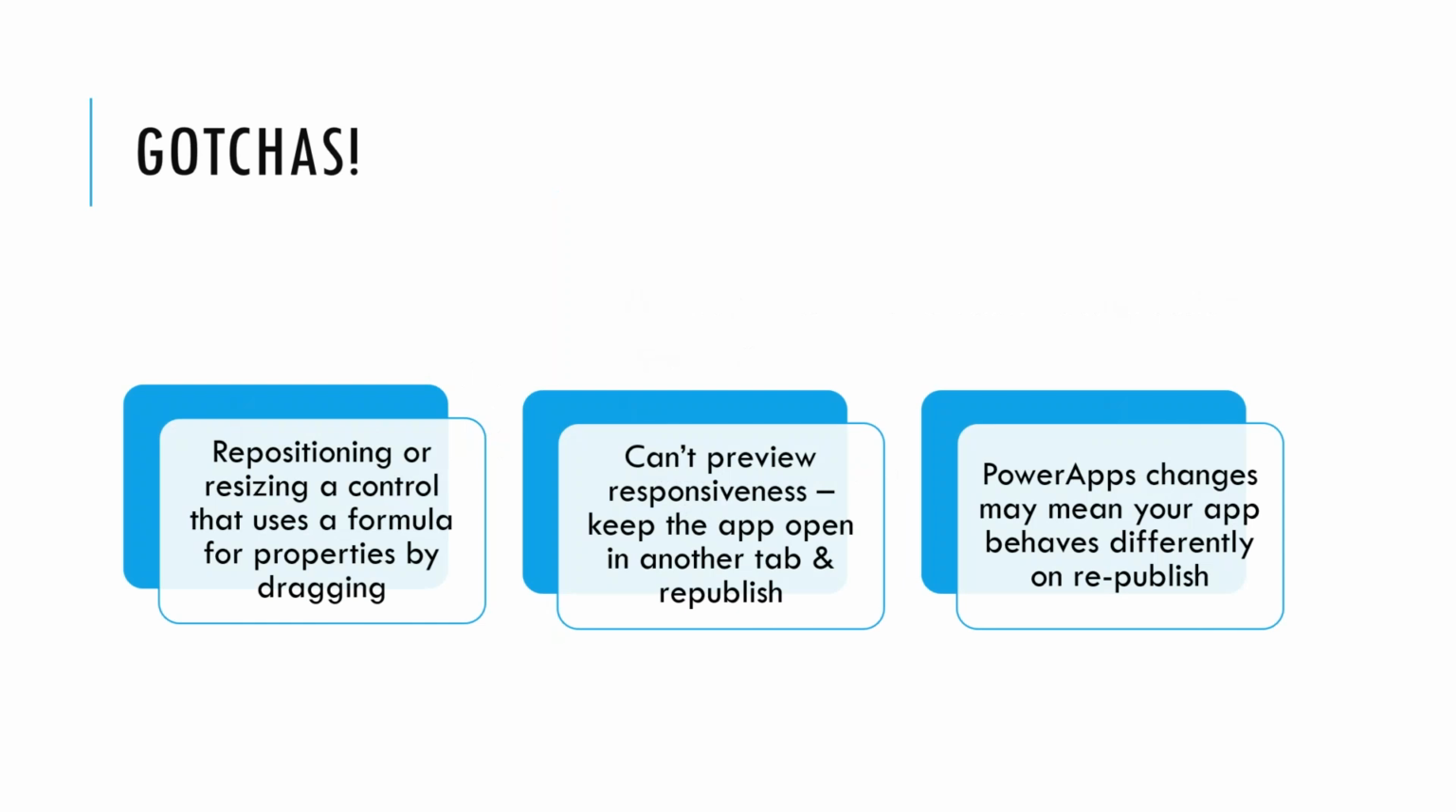Gotchas. Okay, so gotchas. If you have used a formula to set, for example, the X or the Y or the height or the width of a control like an enhanced group, and then you go on the canvas, you grab one of the convenient little handles and drag it bigger, or you grab the whole thing and move it around, your formula will be removed and it'll be replaced with a hard-coded number.